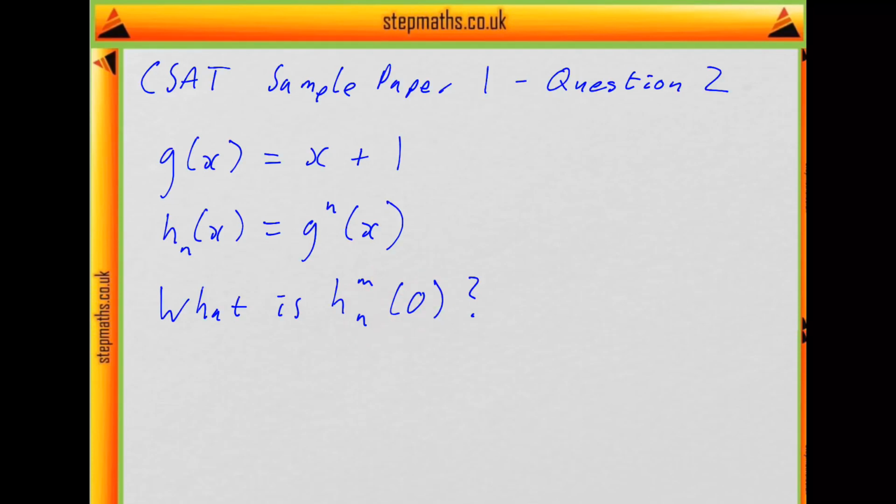What's the answer? If you want to have a go at this question yourself, pause the video now. Okay, so I think it's easiest to work in terms of x rather than 0. So we'll think about what hn applied m times to x is, and then just apply that to 0. So first let's figure out what hn of x is. What happens if we apply g n times?